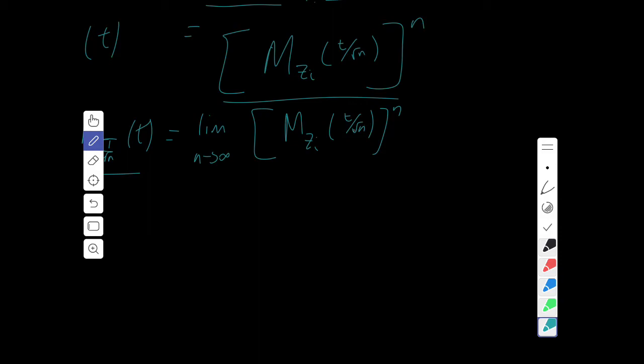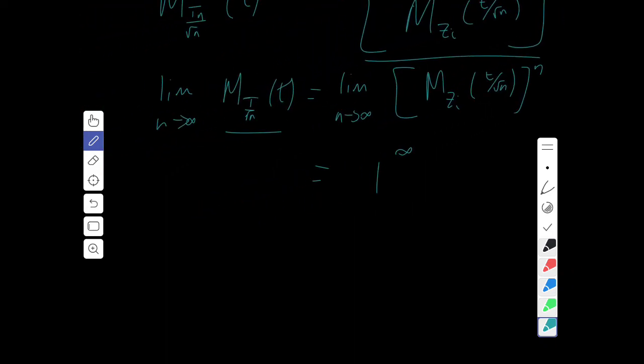As n goes to infinity, root n goes to infinity, and because we're dividing by infinity, a constant divided by infinity is going to go to 0. And then we know from earlier that the moment generating function of Zi evaluated at 0 is equal to 1. This is why that was important. So this inside is going to be 1, so we have 1 to the power of infinity as n goes to infinity.